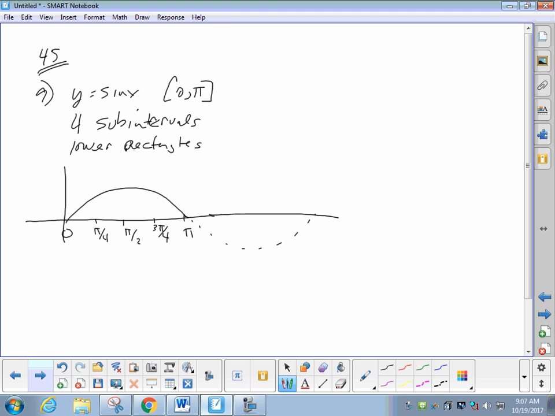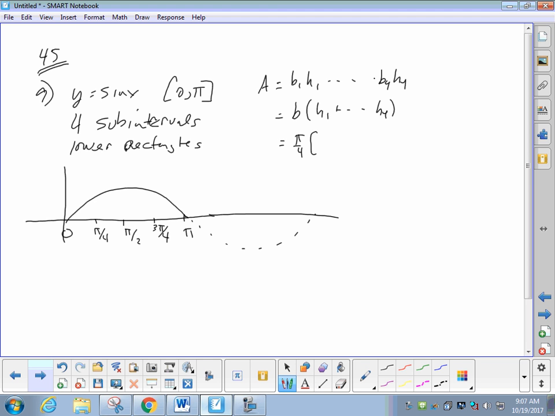Now, because they are equal bases, this is a case where I can factor out the base. And the common base for all is pi over 4. All right, now let's talk about the lower part of it.